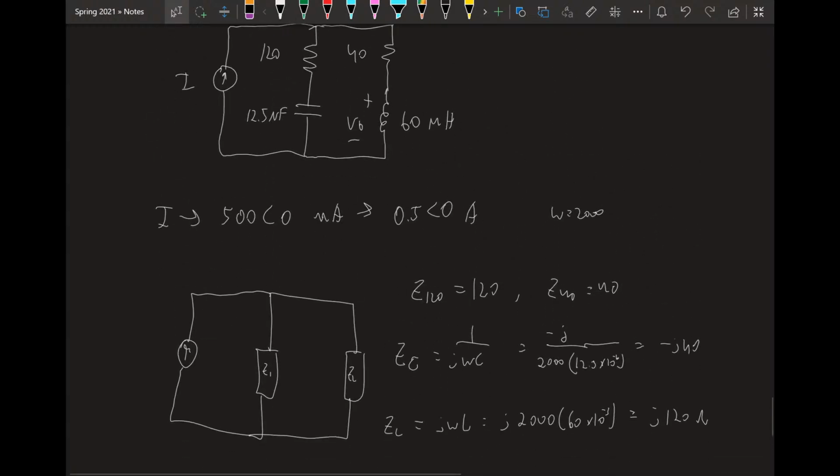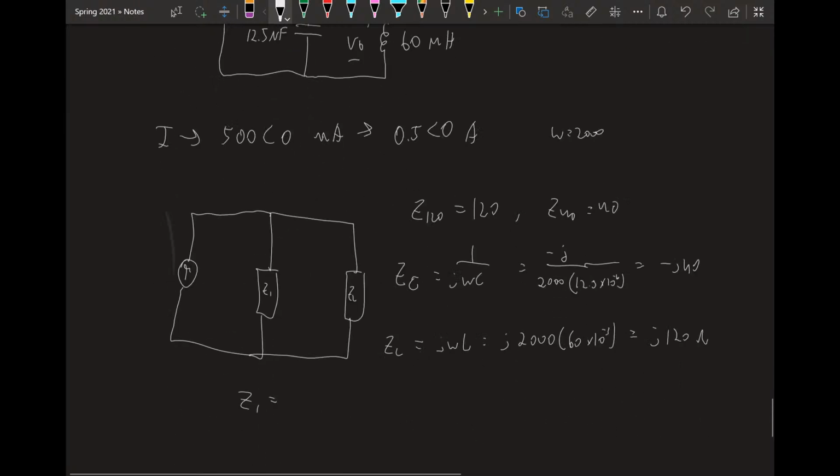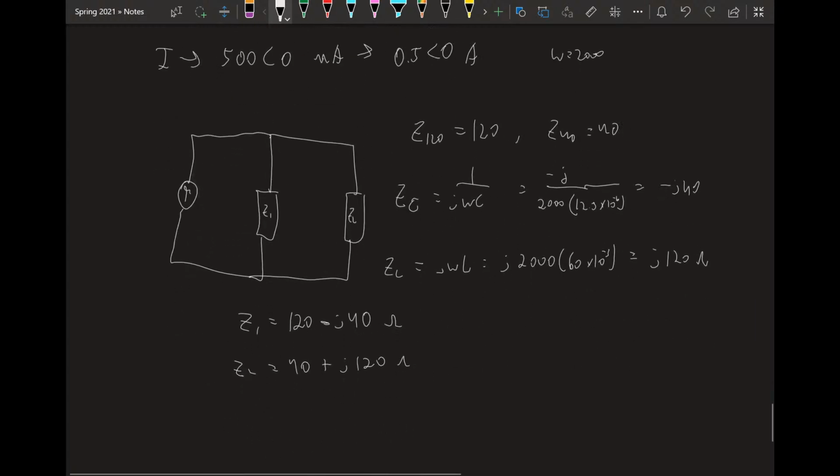Let's add the components in series. So Z1 is the resistor and capacitor in series. So Z1 is the 120 ohm resistor plus the capacitor, which is negative j40 ohms. Z2 is the other resistor, so that's the 40 ohm resistor, plus the inductor's impedance, so 40 plus j120.